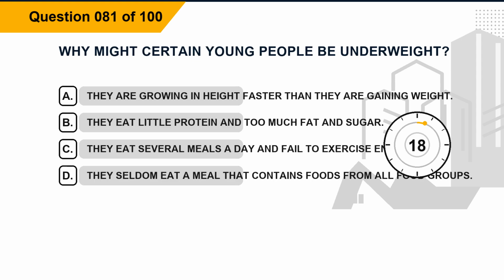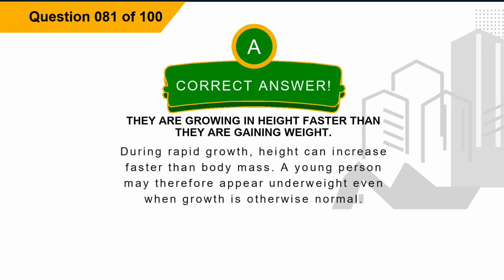Question 81. Why might certain young people be underweight? Option A, they are growing in height faster than they are gaining weight. Option B, they eat little protein and too much fat and sugar. Option C, they eat several meals a day and fail to exercise enough. Option D, they seldom eat a meal that contains foods from all food groups. The correct answer is option A, they are growing in height faster than they are gaining weight. Explanation. During rapid growth, height can increase faster than body mass. A young person may therefore appear underweight even when growth is otherwise normal.